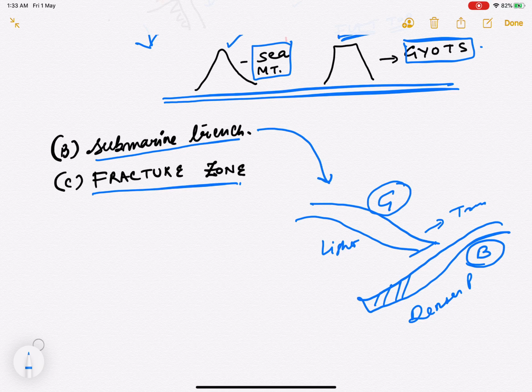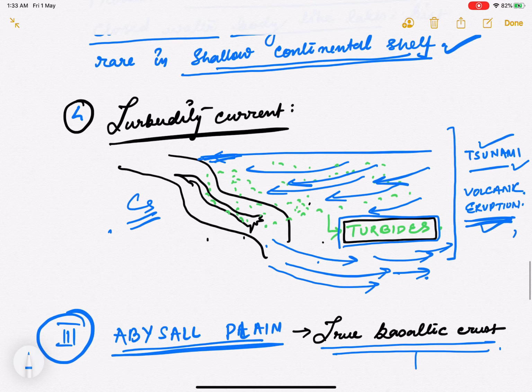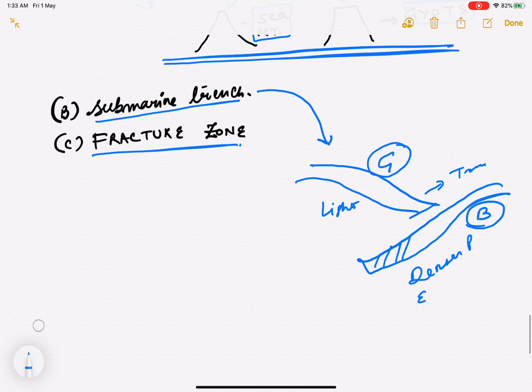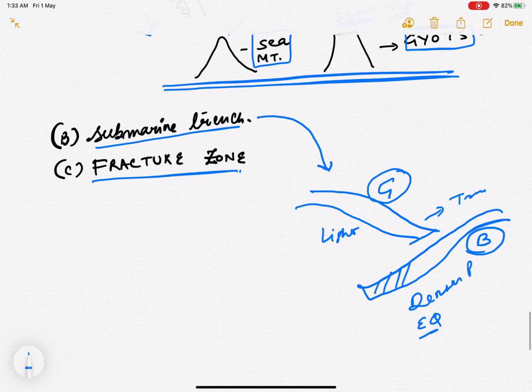Hence, the trench results in earthquakes. I'm sorry, I think this app is having some kind of problem, just trying to make it out.